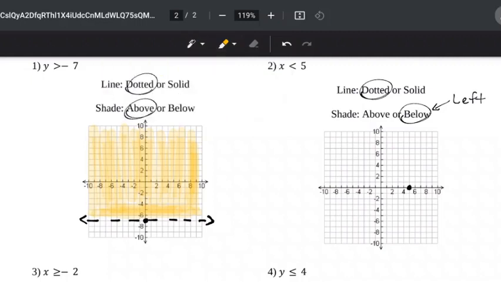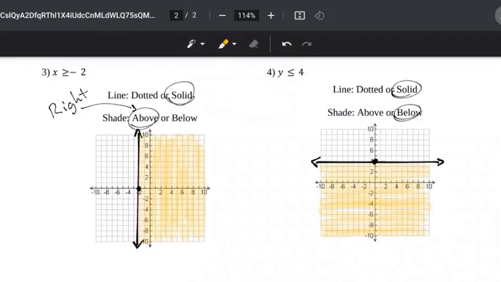When we have an x with an inequality and just a number on the other side, it indicates to us that we're going to be graphing a vertical line. This one, again, is dotted, and then we are shading to the left. Anything to the left of this line is a solution, but nothing on the line because it's a dotted line. All right, go ahead and try 3 and 4. Come back, and we'll see how we did. See you in a few.